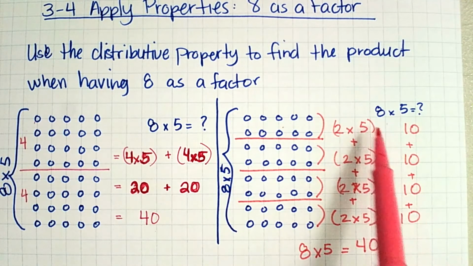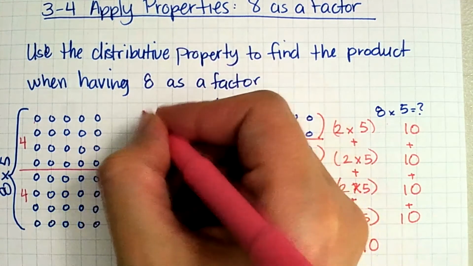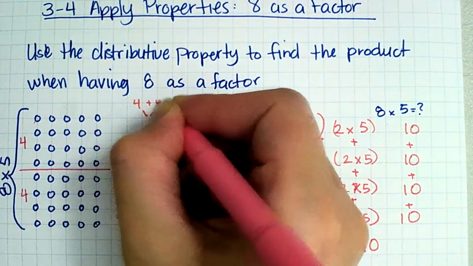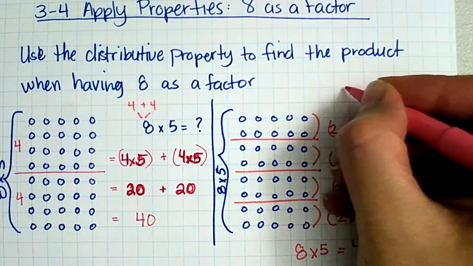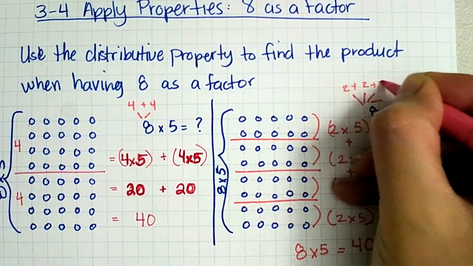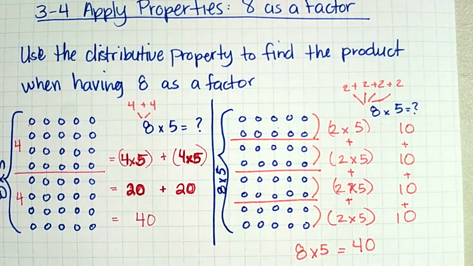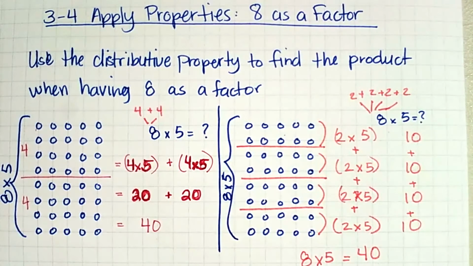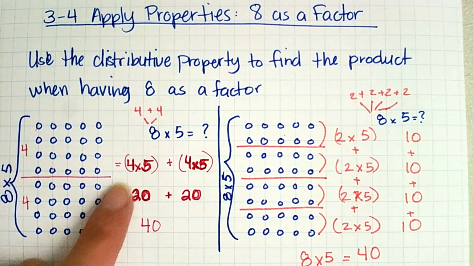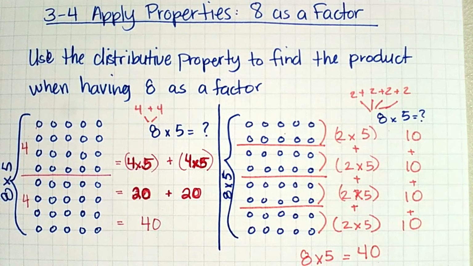So I either split my 8 into 2 plus 2 plus 2 plus 2, or I split it into 4 plus 4. So over here, I did 4 plus 4. Over here, I did 2 plus 2 plus 2 plus 2. Either way, I didn't take anything away from my numbers. I didn't add anything extra in. All I did was I counted them in smaller groups at a time, because maybe I didn't know my four times tables yet, and I wasn't sure, so I wanted to split it into smaller groups.